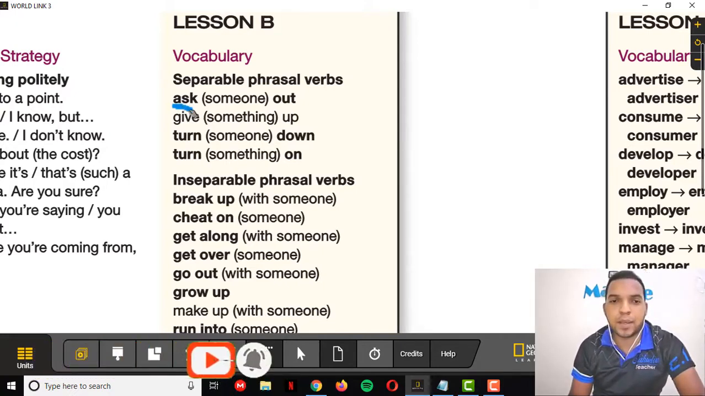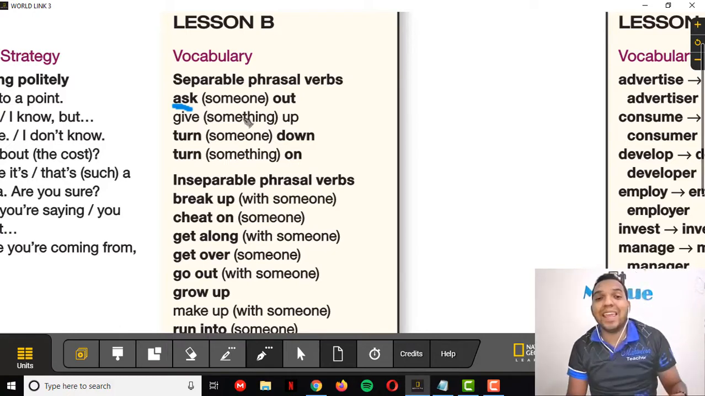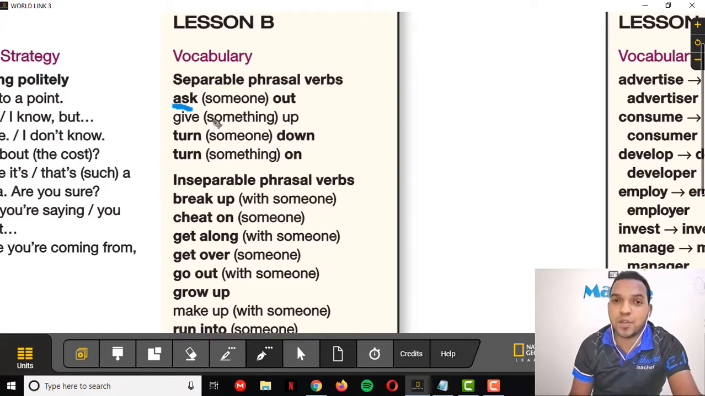For example, look at the first one: ask someone out. In this part, it doesn't mean ask. What you're going to say is invite. The meaning of this is invite someone. It's when you say, hey George, why don't you ask Karina to go out with us? In this case, it's like invite her to go out with you. So that is the meaning of ask someone out.